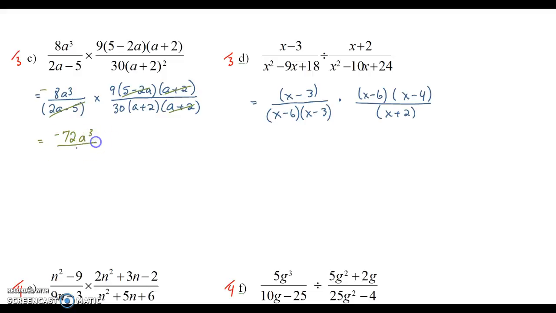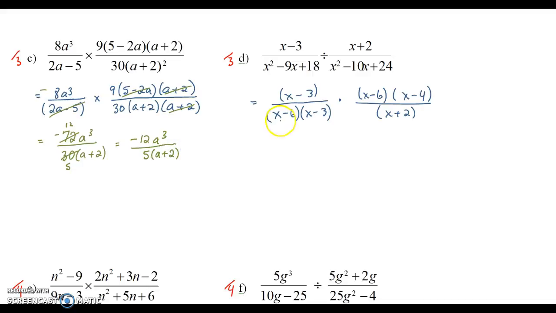And in the bottom, it's going to be 30 bracket a plus 2. And there is a little bit of reduction that could go on with the 72 and the 30. Both of them are going to divide by 6. So 6 goes into 72 12 times, and 6 goes into 30 5 times. So negative 12, don't forget that negative, a cubed over 5. No brackets necessary because they're all monomial factors. Did I forget something? Oh yeah, the a plus 2. Always take a look to make sure you haven't left anything behind.